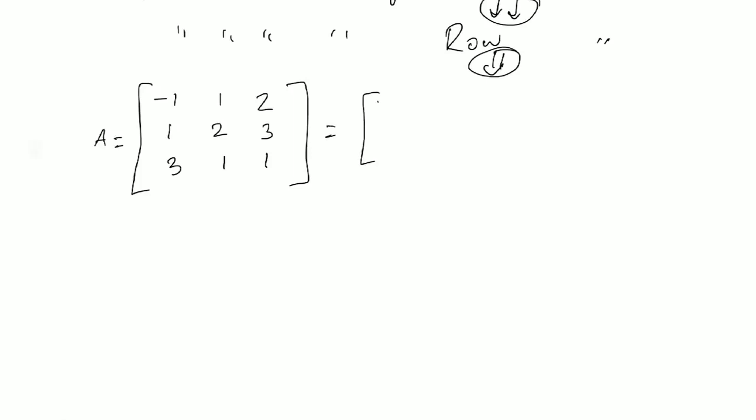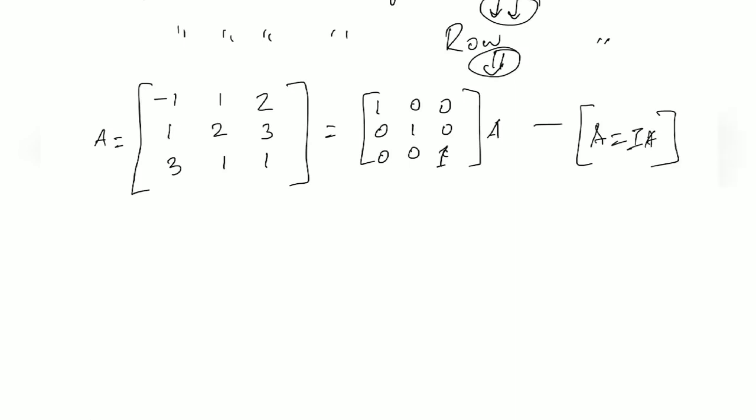Let's say we have a matrix A equal to minus 1, 1, 2, 1, 2, 3, and 3, 1, 1. Then we will write A equals I into A, right? Now, the aim is to convert the left hand side matrix into the inverse matrix by applying elementary operations simultaneously on A and on the identity matrix on the right hand side. If I am speaking too fast, then you should pause the video, or run the video at 0.75x.